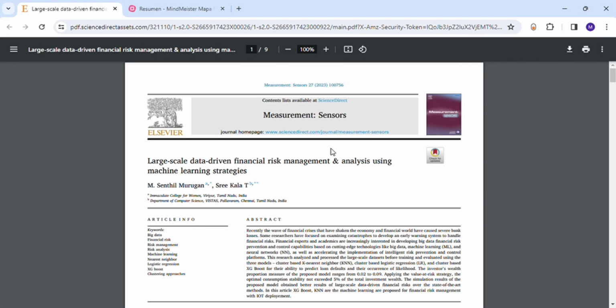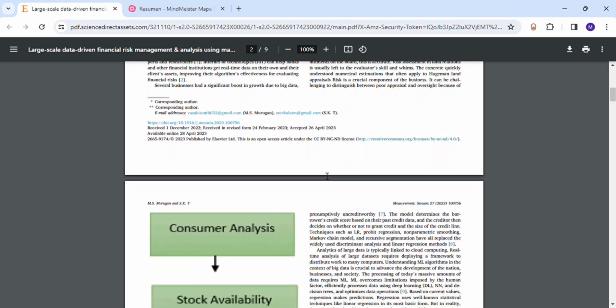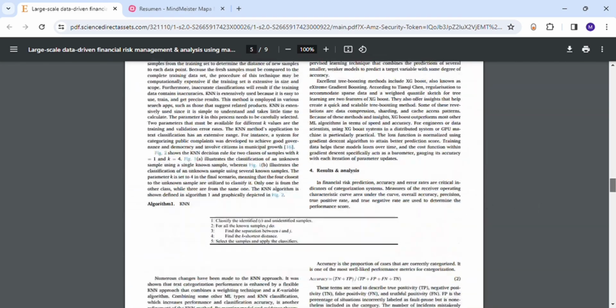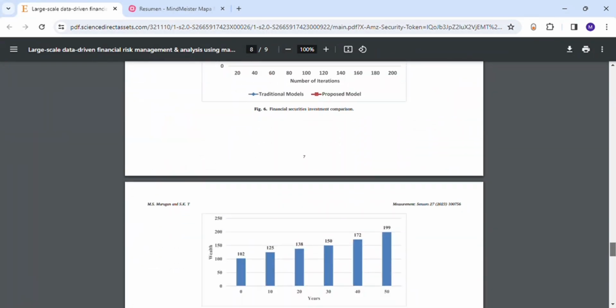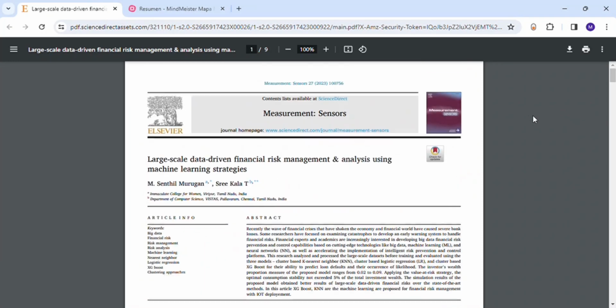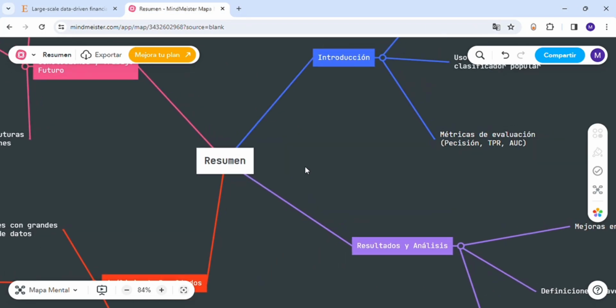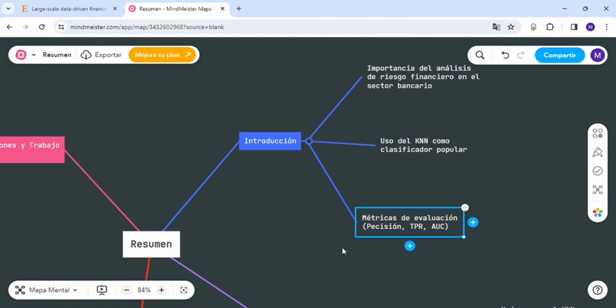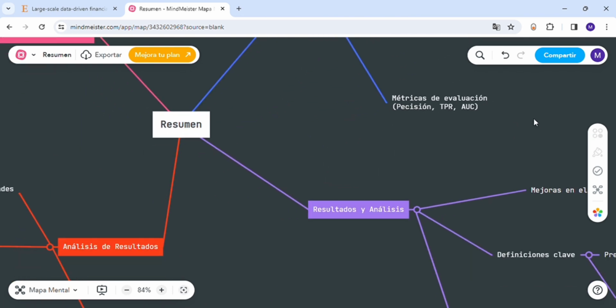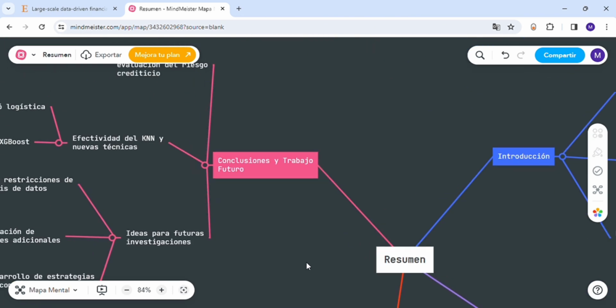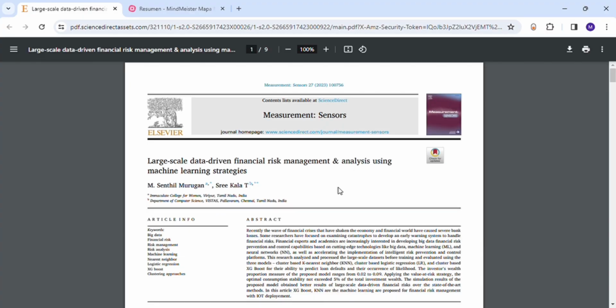Bueno, hoy voy a leer este artículo que se llama Large Scale Data Driven Financial Risk Management and Analysis Using Machine Learning Strategies. Voy a leer el artículo y al final, pues yo ya lo leí, pero igualmente lo voy a volver a leer en inglés. Elegí hacer la opción 2 y al final voy a mostrar aquí el resumen del artículo. Hice un mapa pues conceptual, como con las cosas más importantes de las secciones que trabaja el artículo.